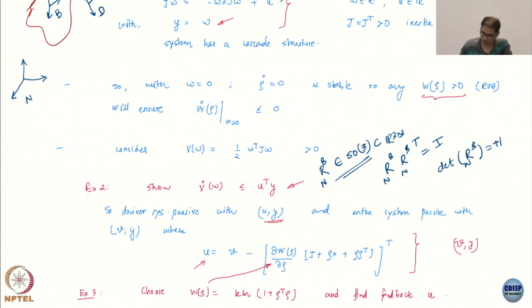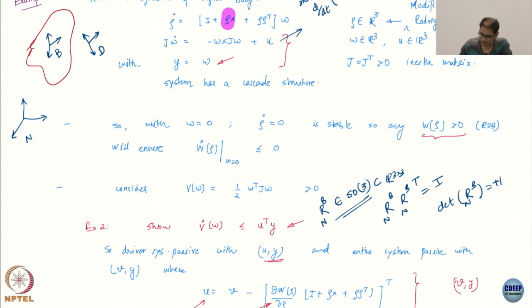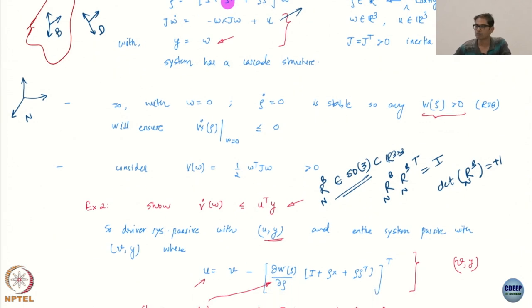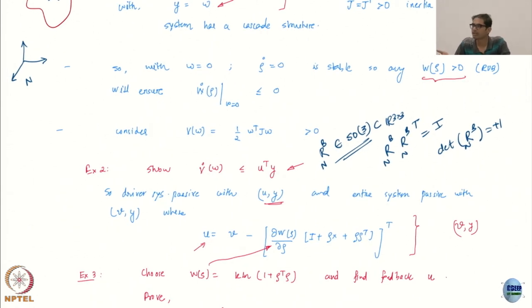So obviously what we have shown is that we have a driver system which is passive in this u-y combination, and we of course have this rho system which is being driven, and that is stable in the absence of the output y. So we are done. These are the only two assumptions that we require for the previous result to hold. So what do we know? We know that the entire system is passive with this new output v and y, where the earlier input u is just v minus this term. Where am I getting this expression from? This is just this expression.